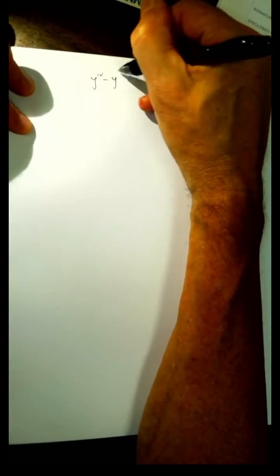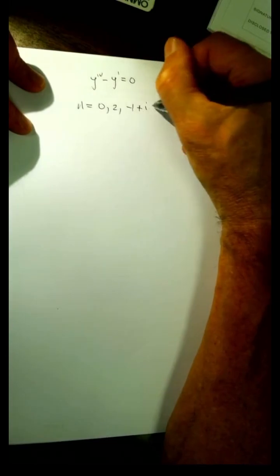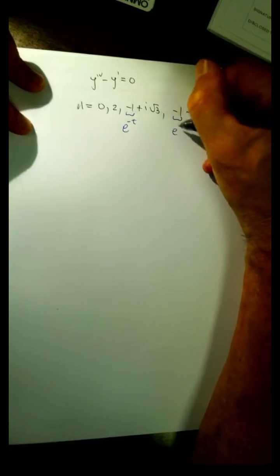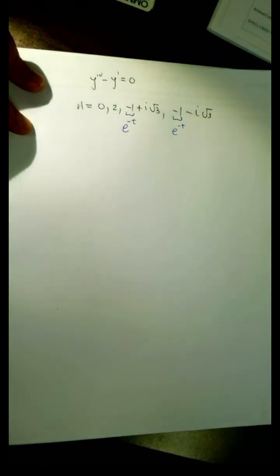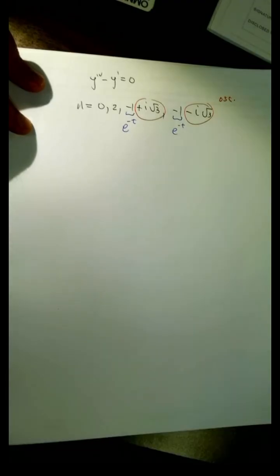So for my roots, again, there's my differential equation. I had roots of 0, 2, and now I have minus 1 plus I square root of 3 and minus 1 minus I square root of 3. The real part is minus 1, so that's going to give me an e to the minus t for both of these. And notice these are complex conjugates. I've got an I and a minus I square root of 3. So that's going to be my oscillations. All right, so my omega then is going to be square root of 3.